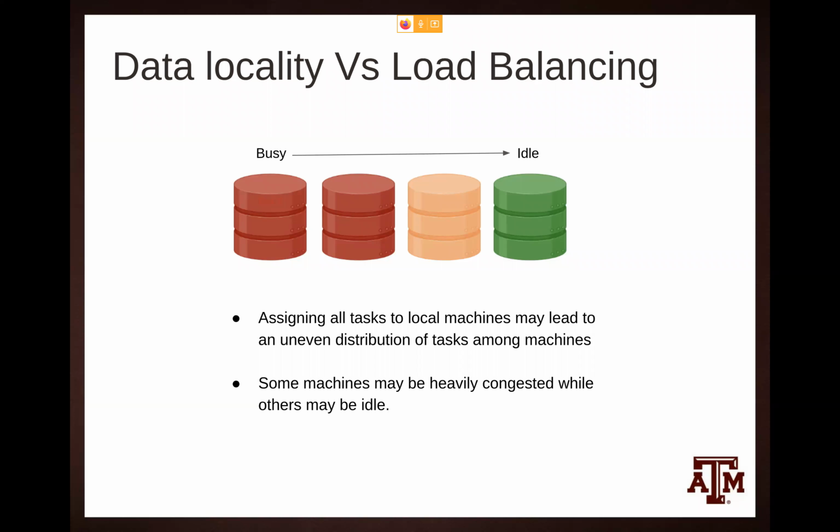Next page. We have a figure here. The red one represents that the machine is busy, and the green one represents that the machine is idle. When we send all tasks to local machines, that may lead to an uneven distribution of tasks among machines. In other words, some machines may be heavily congested while others may be idle. Therefore, we need to find the balance between data locality and load balancing in MapReduce.